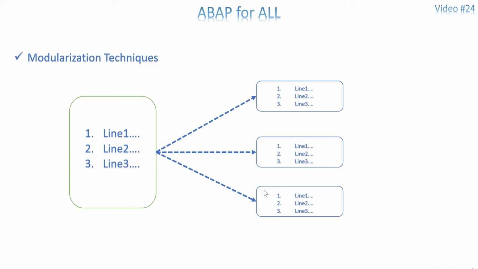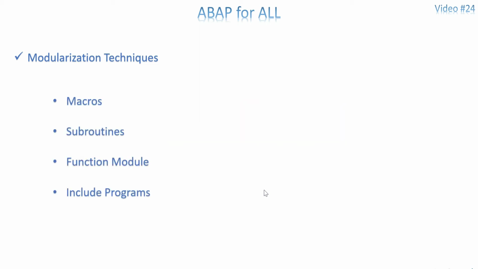Mostly we prefer to go with subroutines compared to macros, because macros are suitable only for a few lines that you're going to call once or twice in your program. But if you want to keep more lines, like 10 or 15 lines, and you're going to call them very frequently in a program, it is preferable to go with subroutines. These are the types.